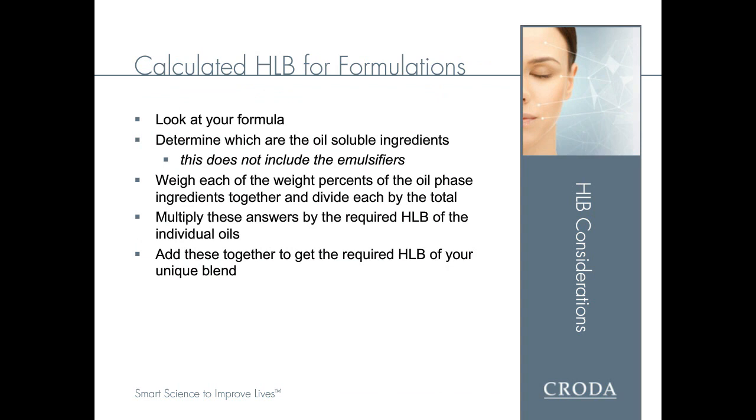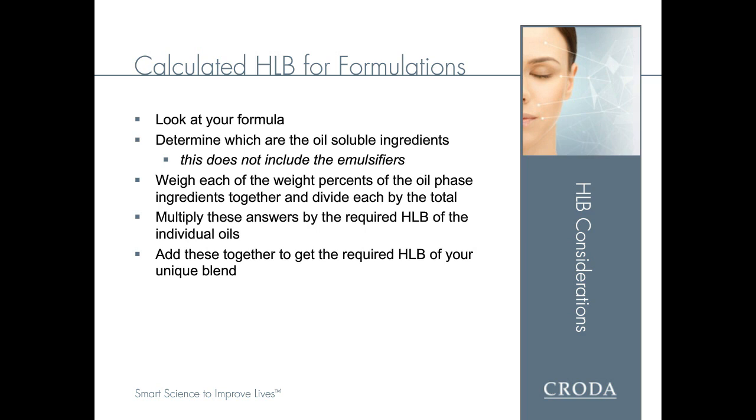Let's look at the formulation and determine the oil-soluble ingredients, not including the emulsifiers. Next, you find the weight percent of each of the oil-soluble ingredients by adding them together and dividing each by the total amount. Multiply the weight percent of each ingredient by its required HLB. Add these values to get the required HLB for your formulation. Remember that all oil-soluble ingredients need to be considered when calculating HLB. By adding one ingredient to a stable emulsion, this can change the required HLB of the entire system. On the next few slides, we will go over a sample formulation and how to find the required HLB.